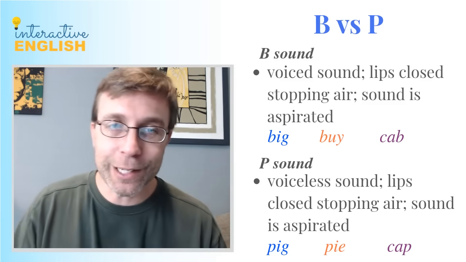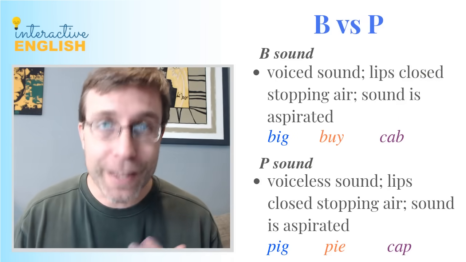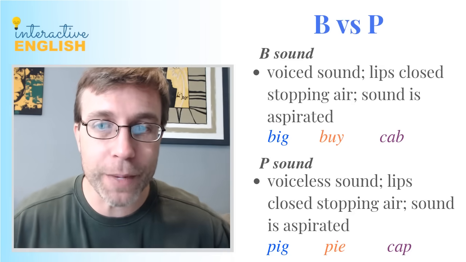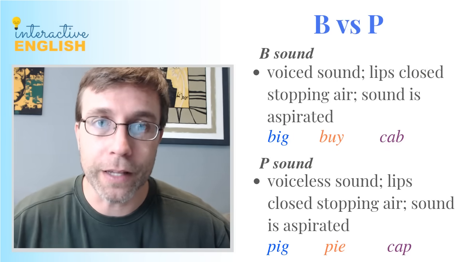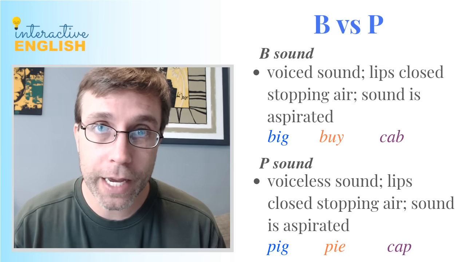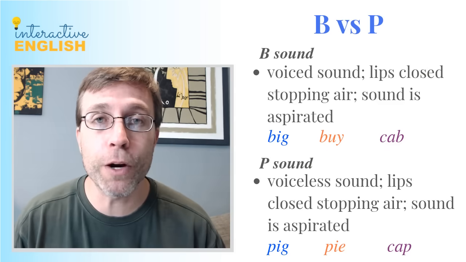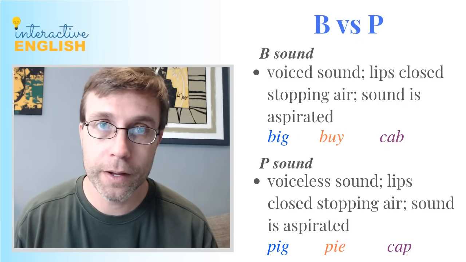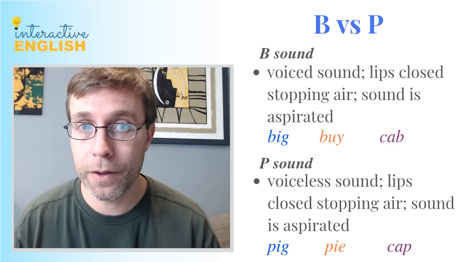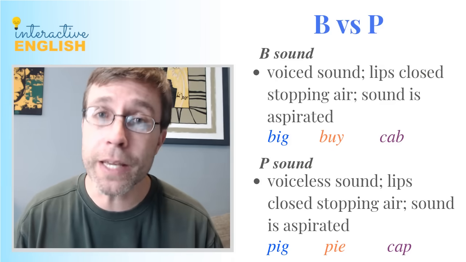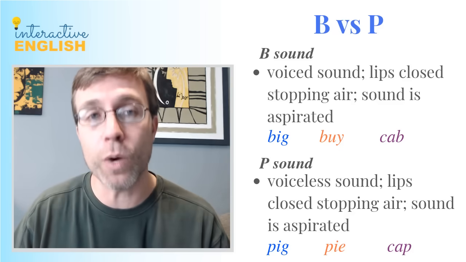Okay, so let's look at the blue words. That's our minimal pair right there. Let's say them together. Just repeat them, each one after me. Big, pig. That B, P. Let's look at the orange words. Buy, pie. And then those purple words, cab, cap. Cab, cap. So remember, for the B and P, your mouth is in the same position. The only real difference is one's voiced, one's a voiceless sound.